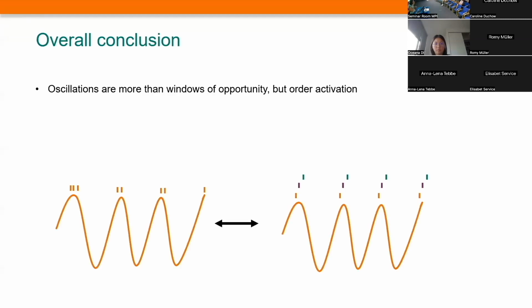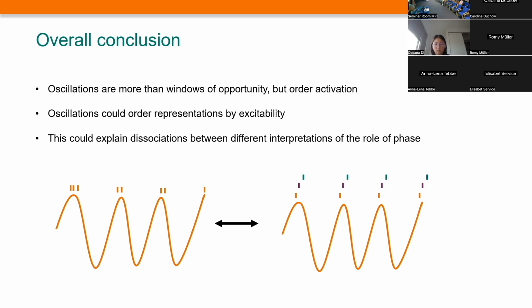To conclude overall, I hope I've provided a bit of evidence that oscillations are more than only windows of opportunity, which I think is still the main focus of the main idea of oscillation, but they also can order activation patterns. And I think this ordering could be based on excitability of underlying representations. I think this also could explain some dissociations in the literature between the different interpretations of the role of phase. Especially in the speech example, they come together very nicely, where in one sense there are windows of opportunity, but there's also ordering.